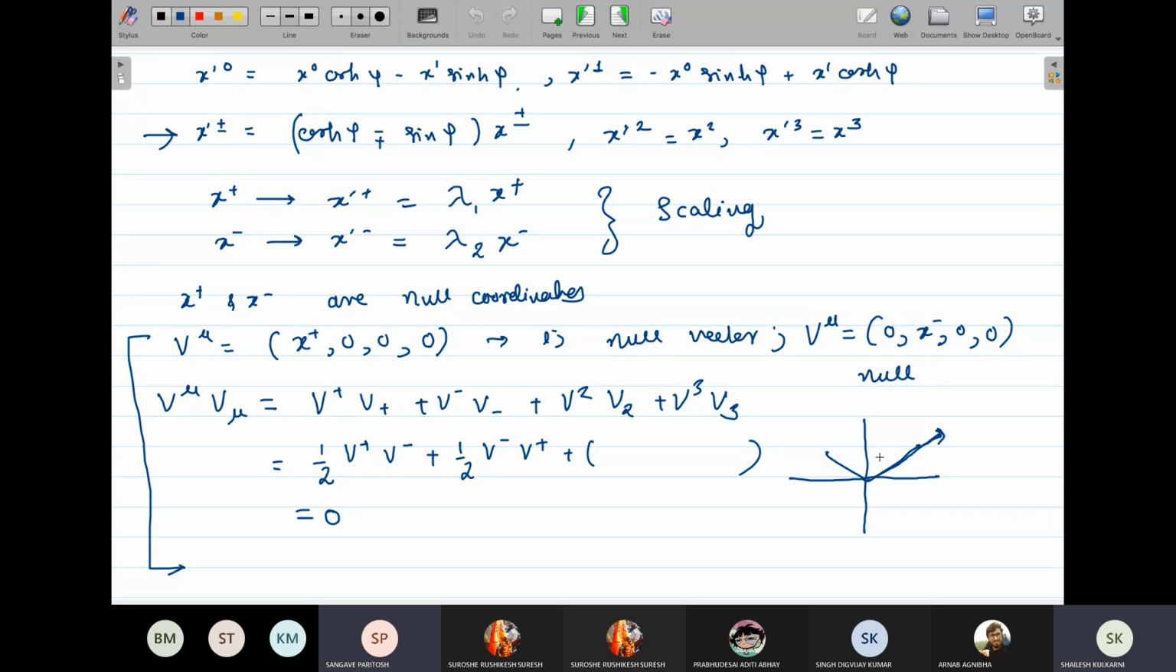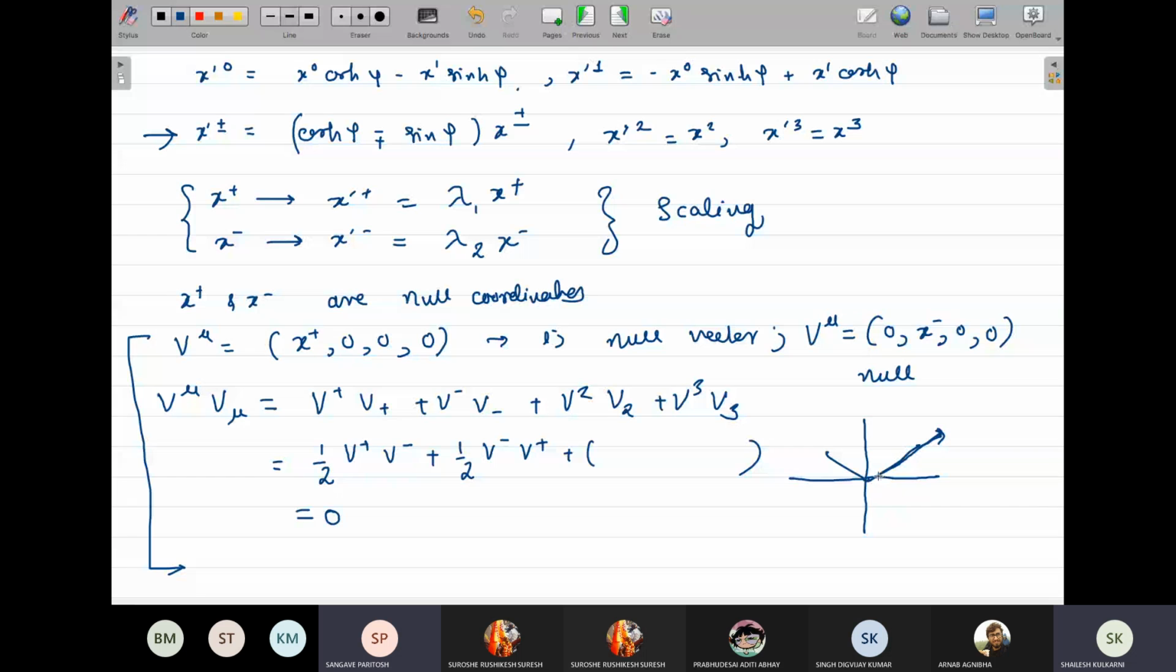And this is what we are getting here. If the transformation is only scaling, there is no x minus dependence here. x prime plus depends only on x plus, and x prime minus depends only on x minus. Depending upon lambda 1 and lambda 2, this vector will either increase its length or decrease its length. That's it.